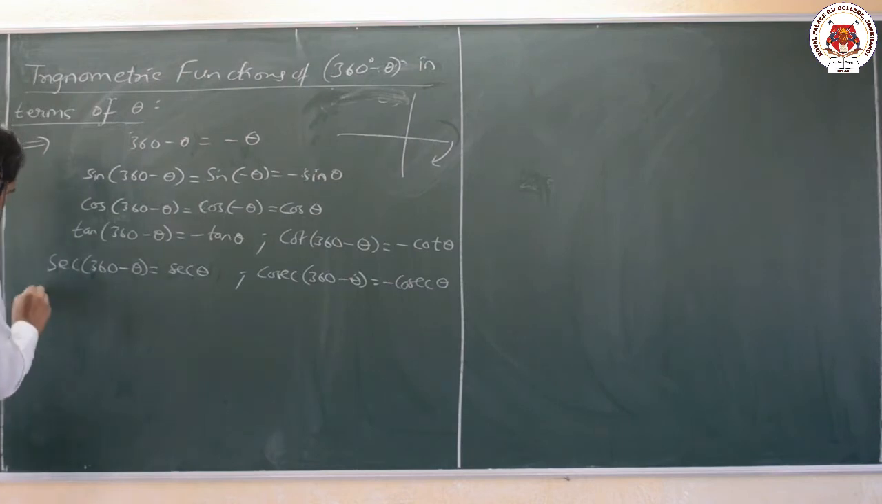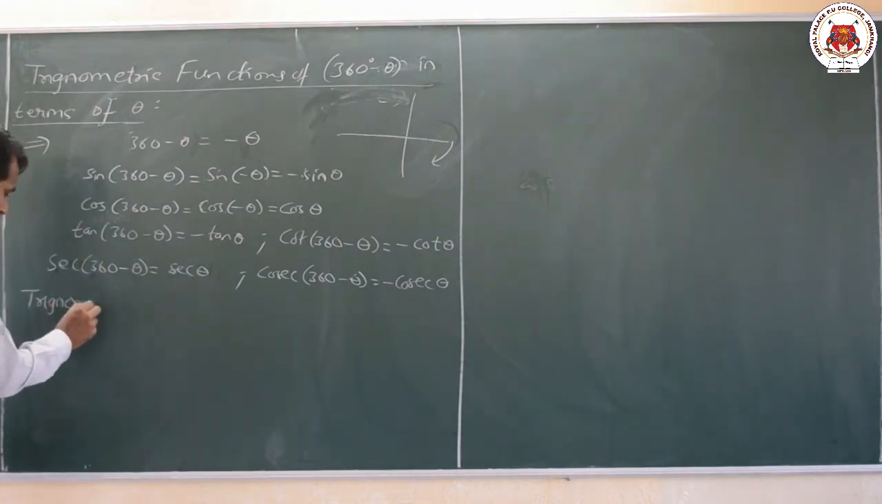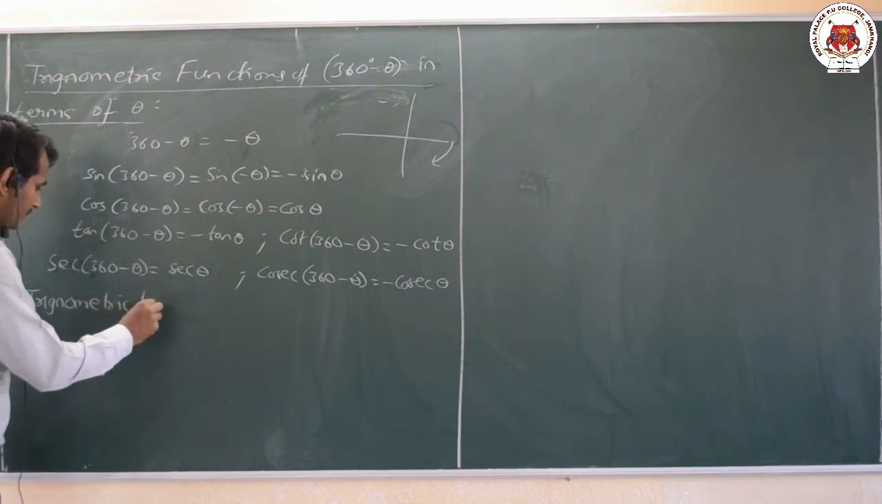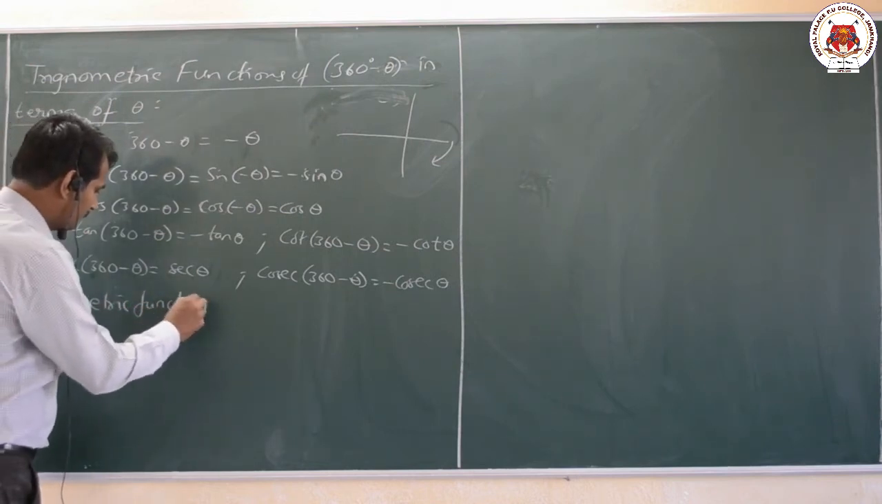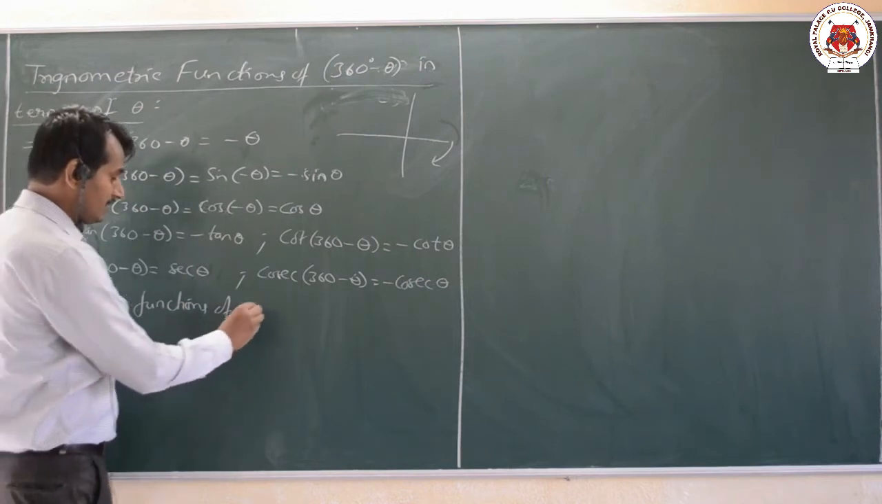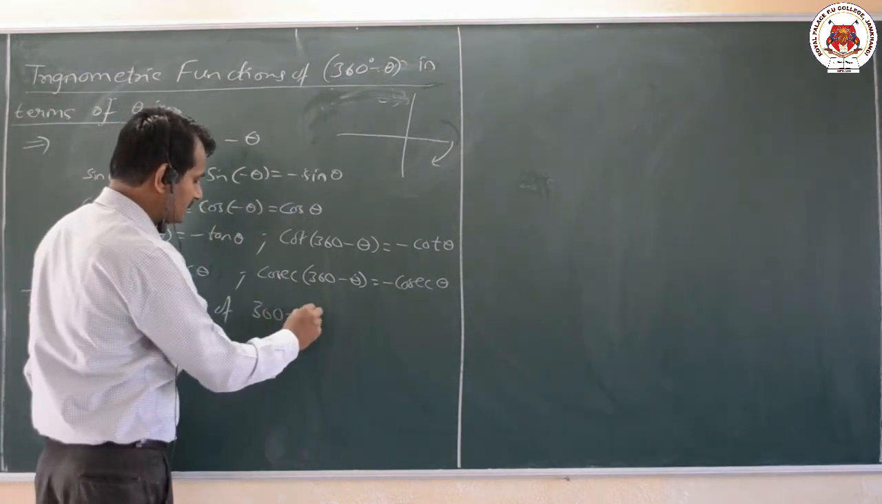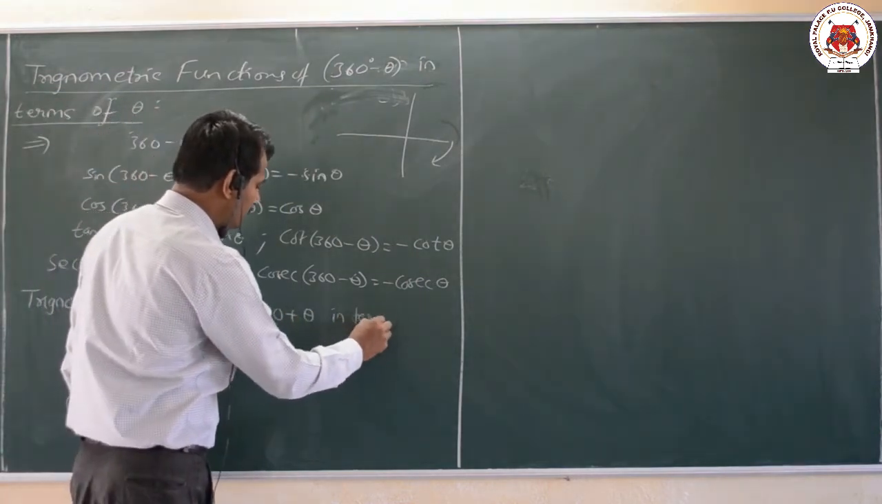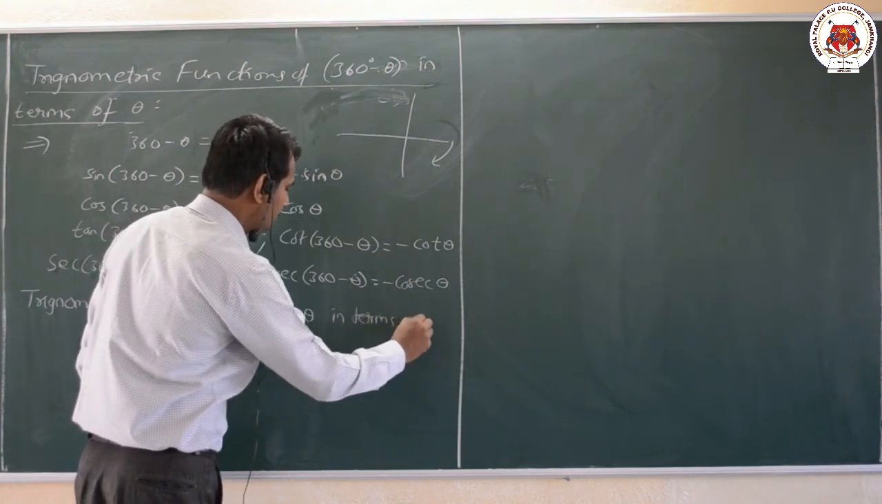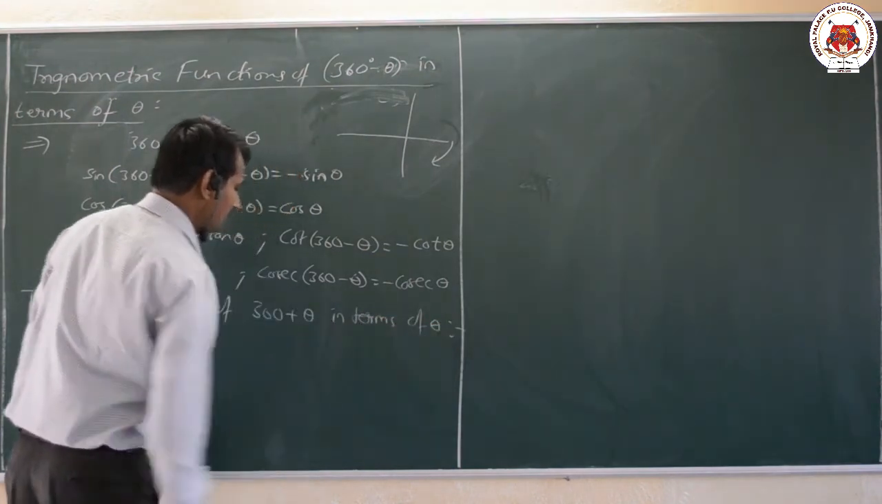Okay, fine. Next heading is trigonometric functions of 360 plus theta in terms of theta. Now what we get here?